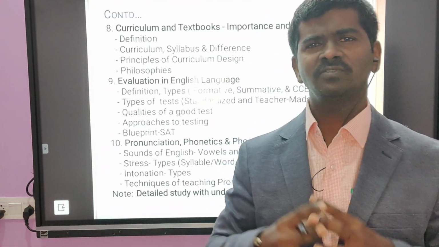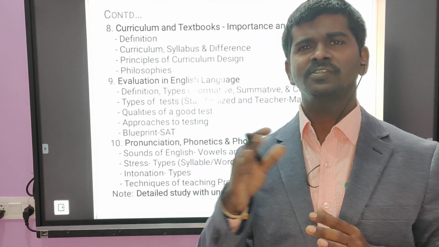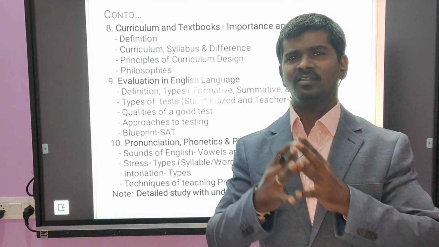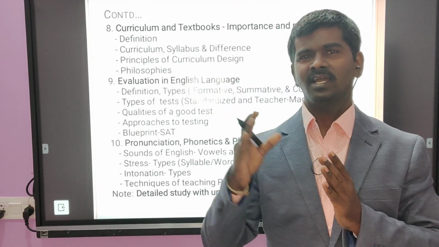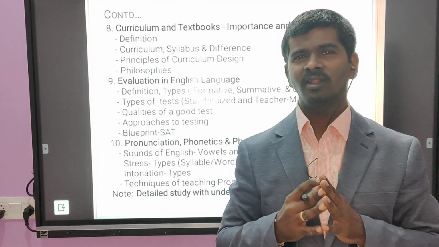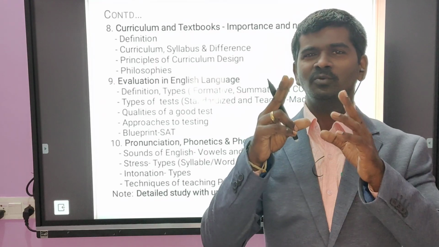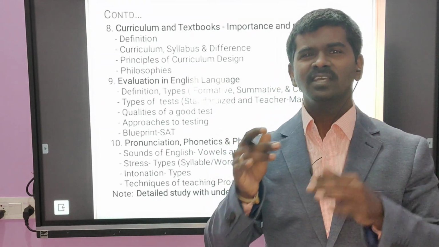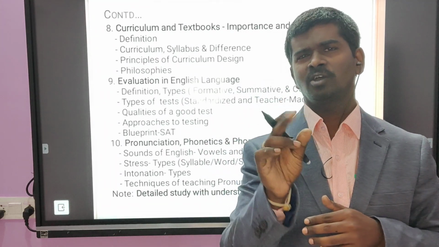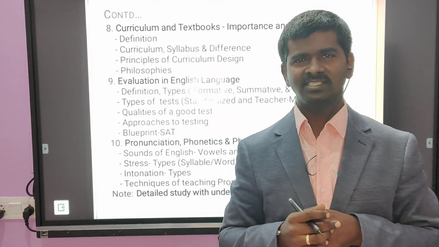What are the sounds of English? What are consonantal sounds? How many sounds are there? 44. How many vowels? 20. How many consonants? 24. And again these vowel sounds are categorized into two: pure vowels and diphthongs. Definition: a diphthong refers to a combination of two single vowel sounds.